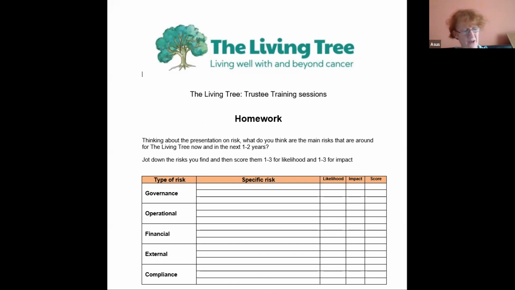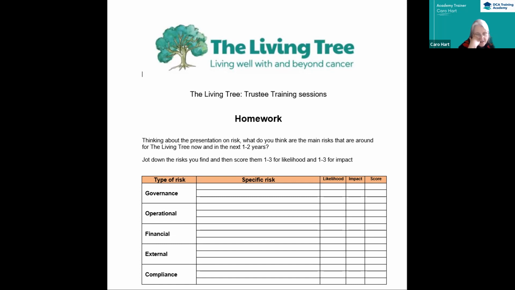External, I put here possibly about COVID, something that we can't help, that we may yet not be at the end of. And then for compliance and legal, I again put about ongoing COVID legislation possibly, and complying with that. So yeah, those were my thoughts.